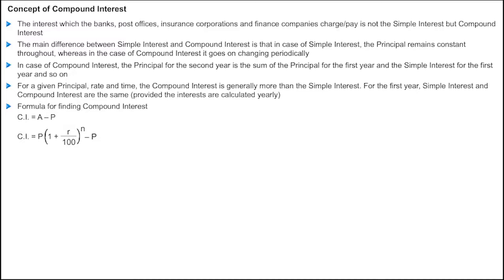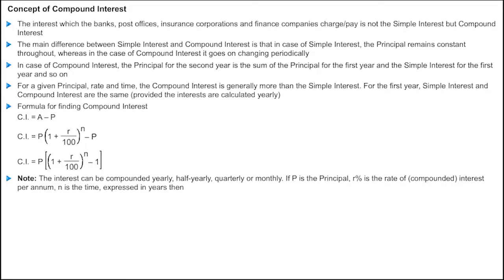So, here in compound interest, what is the amount? P into (1 plus R upon 100) raised to the power n. Now, from this, if I take out P common, what will I have in the bracket? P, open the bracket, (1 plus R upon 100) whole raised to the power n, minus 1. So, this is the formula to find out the compound interest.